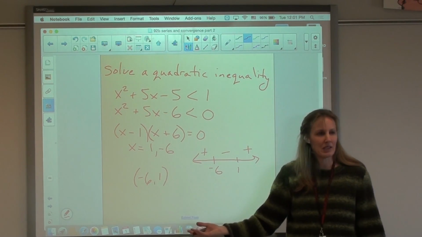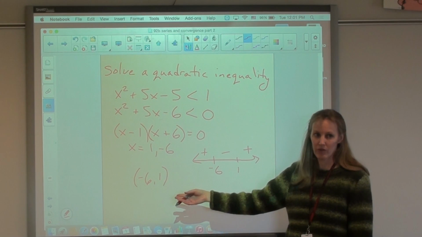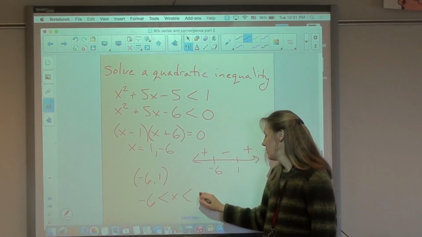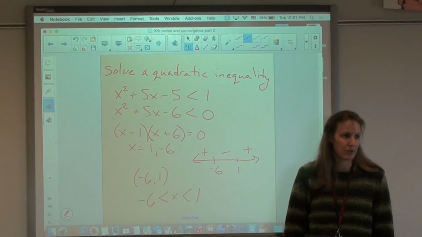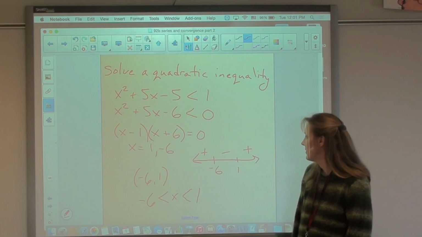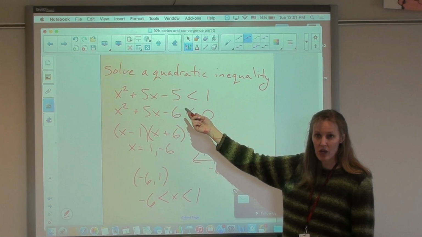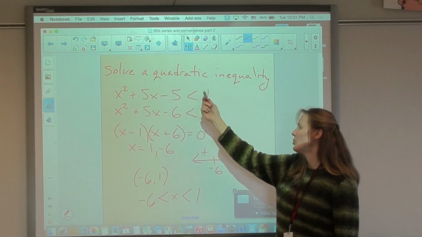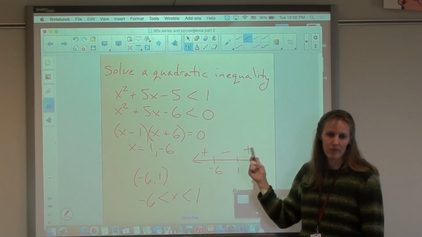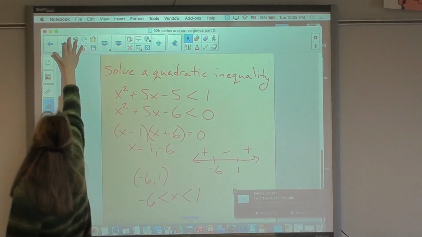On the AP exam, traditionally, every single question I've seen like this, they don't use interval notation. They write it negative 6 less than x less than 1. But it's simple. So if you have something funky, like a quadratic inequality to solve, set it equal to 0, find the zeros, make a sign line, and just use that. Fun.